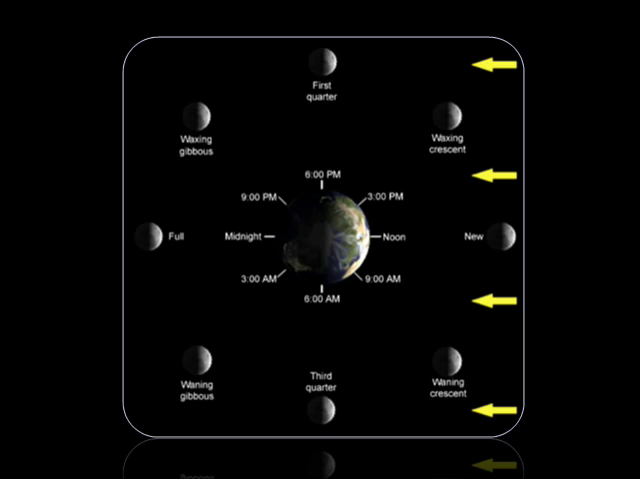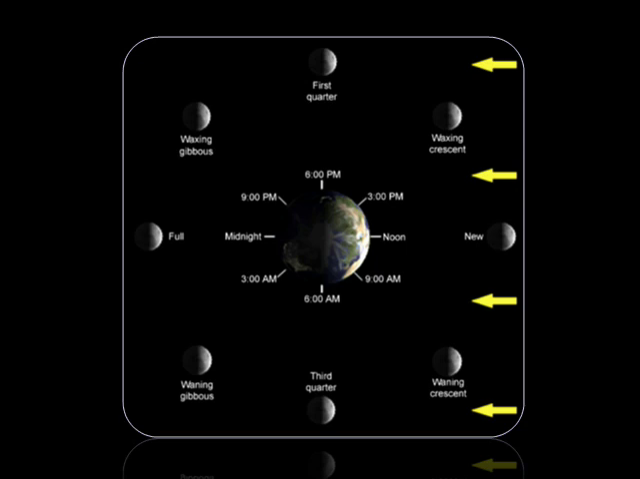So we'll go from the new position to the waxing crescent position. In order to see the waxing crescent, we would have to be on the surface of the Earth somewhere between 9 a.m. and 9 p.m. That is, pardon me, the waxing crescent moon will rise at 9 a.m. and set at 9 p.m. Because of the way that the sun is partially illuminating, viewed from the surface of the Earth, the rightmost portion of the moon, then we see a bit of a crescent.